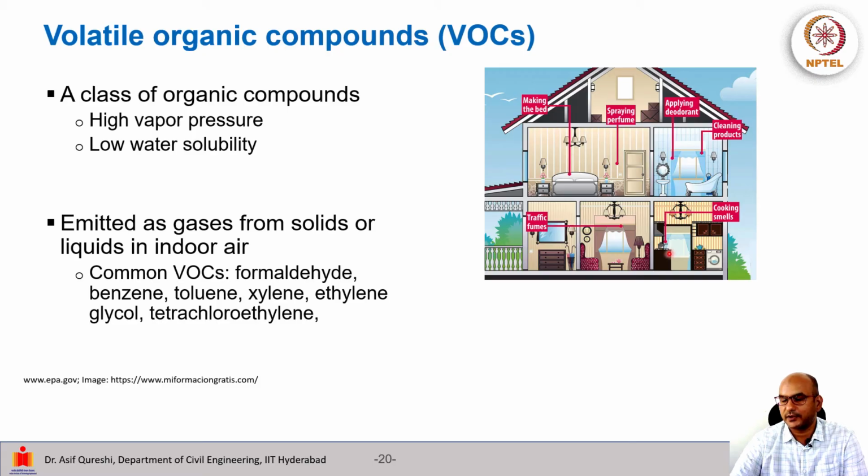Then we have indoor cooking. So cooking smells and cooking material through cooking of different types of foods, we can have VOC emission. Then finally, VOCs can also travel from outside to inside through the window. So for example, here is listed as traffic fumes. So we can have different types of VOCs coming indoors.